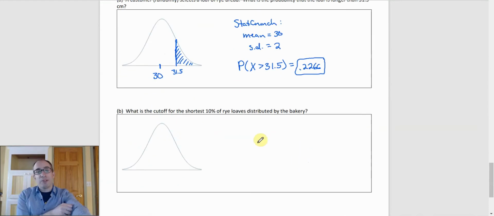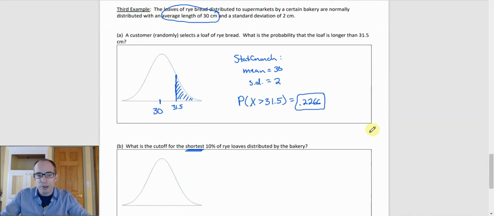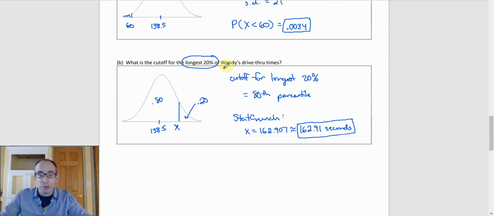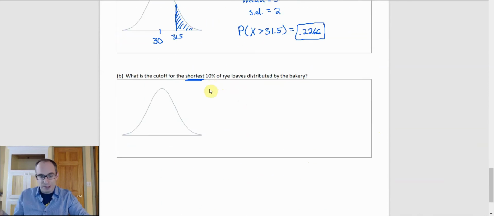So if it's a cutoff, that's a percentile question. And there are a bunch in this homework assignment. So what's the cutoff for the shortest 10%? Notice this time it's the shortest 10%, as opposed to, if I scroll back up for a second, the longest 20% of drive-through times. Shortest is going to be on the left, right? It's going to be smaller numbers. So we're still going to have our mean of 30. I can draw that in. And then shortest 10%, you'd be way over here. We're looking for our x, where we've got 0.1 in the tail and then 0.9 everywhere else.